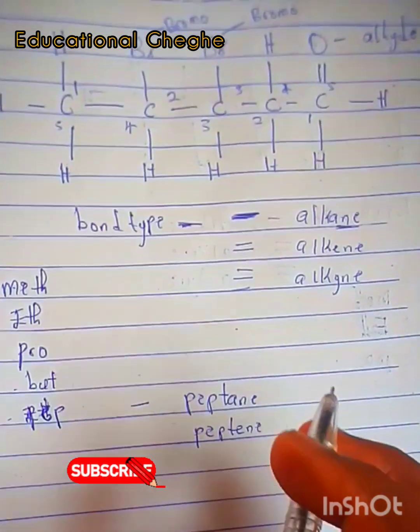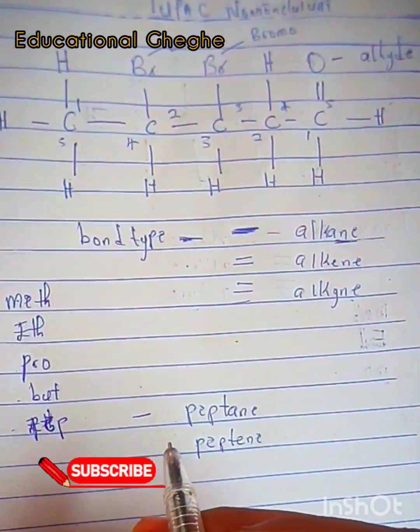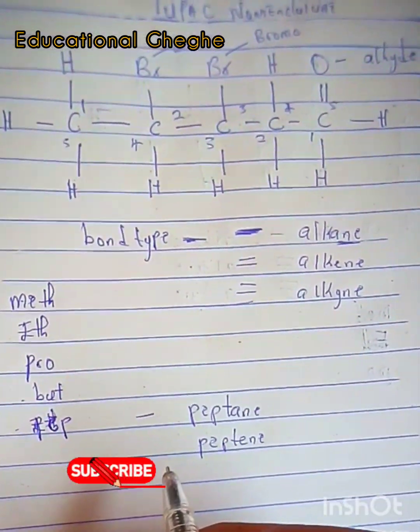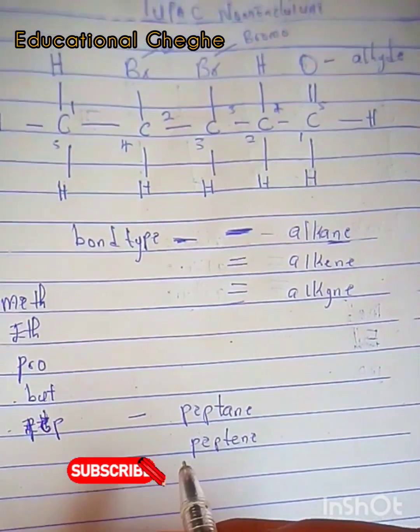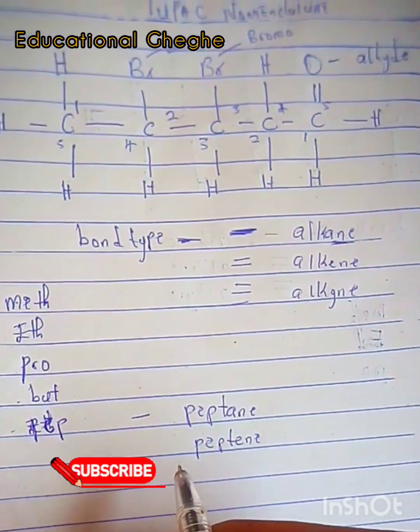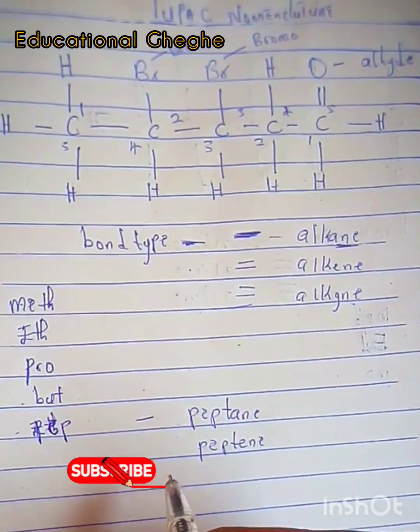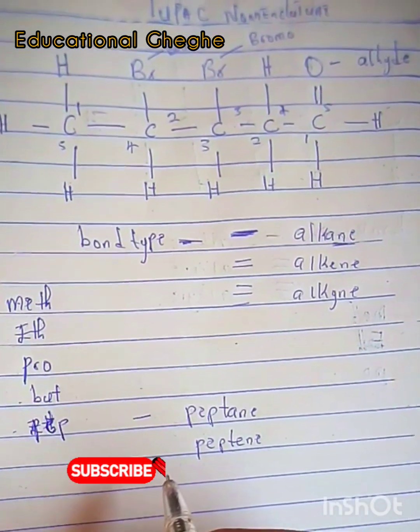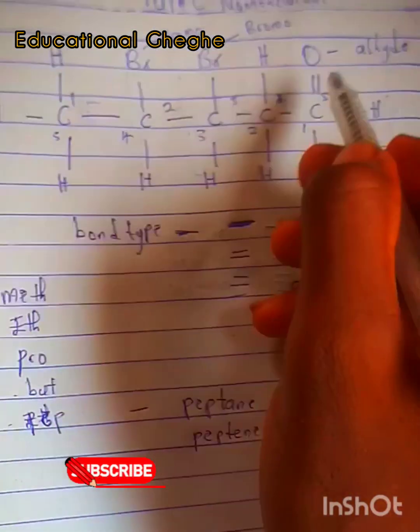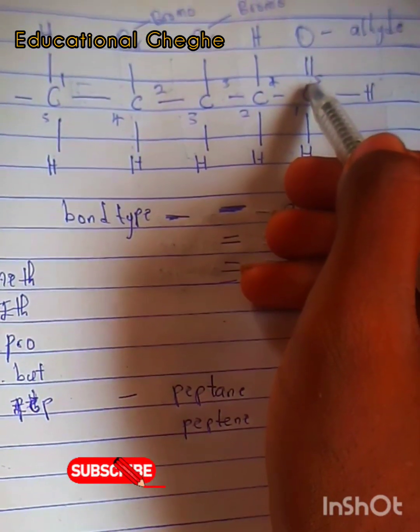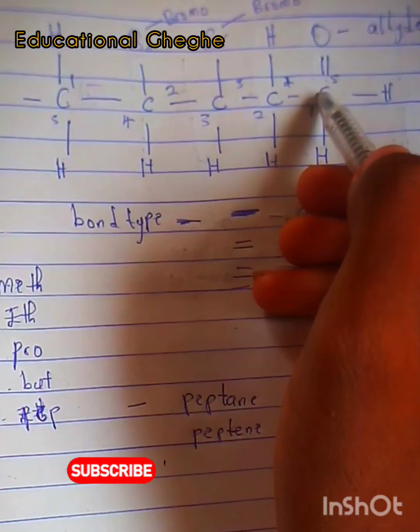Now, when you are about to name this compound, where will you start? First, you will start from the longest chain or the shortest chain or the functional group. Where would you start? Now, we are going to start here. Why?